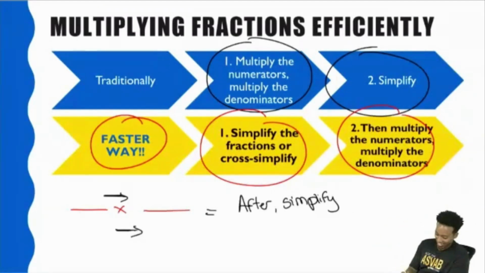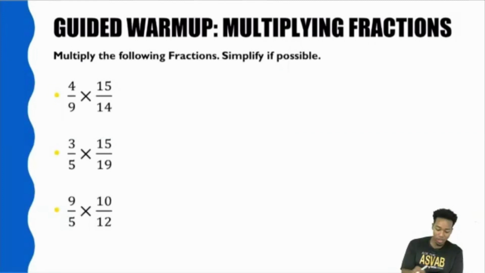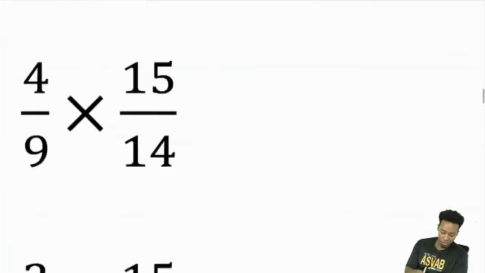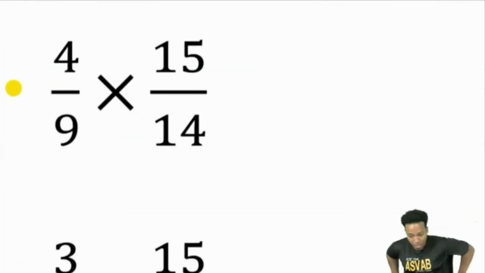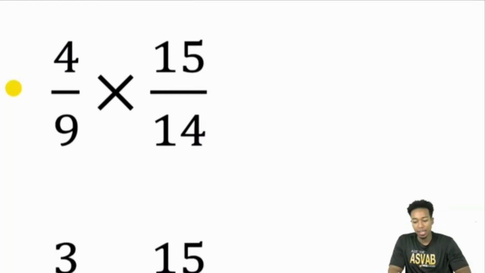So let's go ahead and try this out. I got you, Destiny. So, guided warm up here. Let's multiply the following fractions and simplify if possible. So everybody, let's go ahead and suffer for a second. Let's follow method number one.